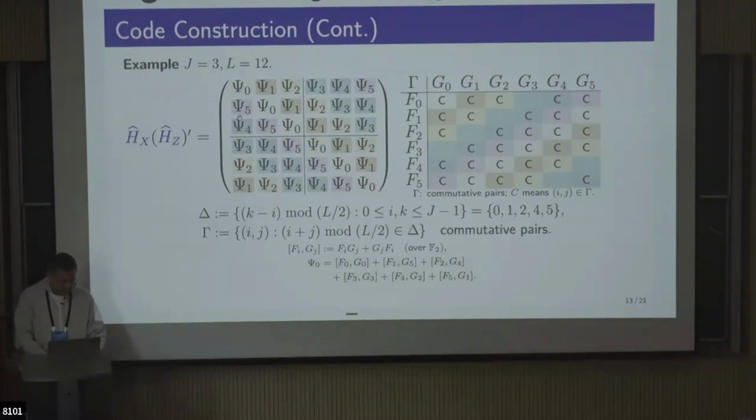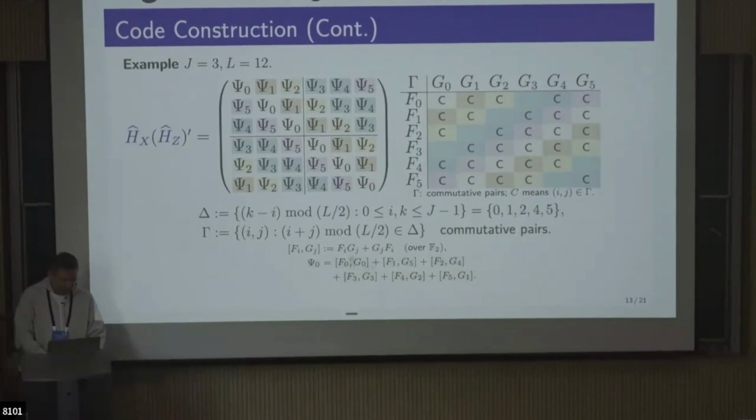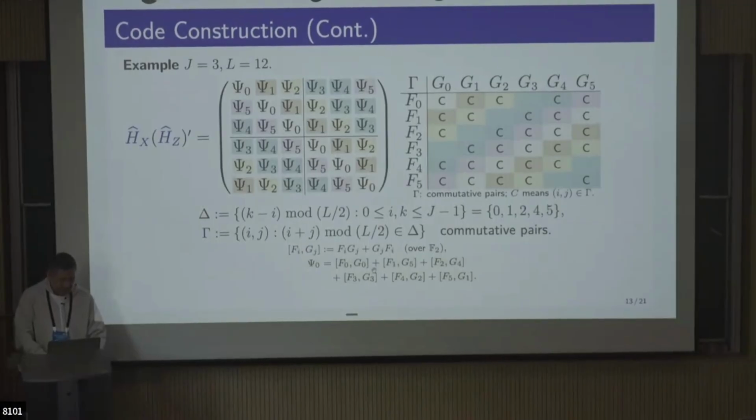So the expansion of the psi-r is shown here using the commutator notation. Here, the square bracket Fi, Gj means Fi times Gj plus Gj times Fi, over the binary field. So psi-r is the sum of the commutators for the pairs whose indices add to r modulo 6.